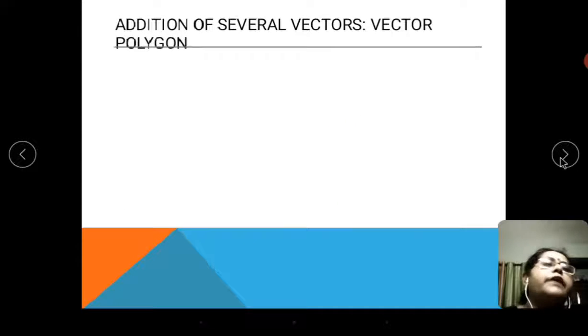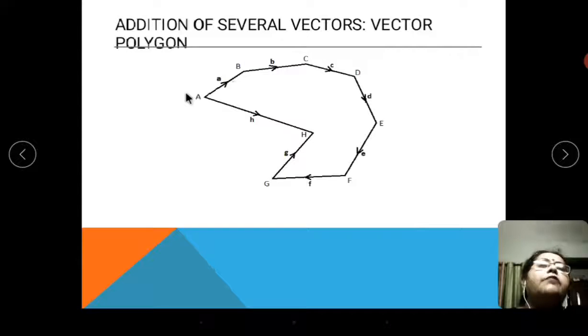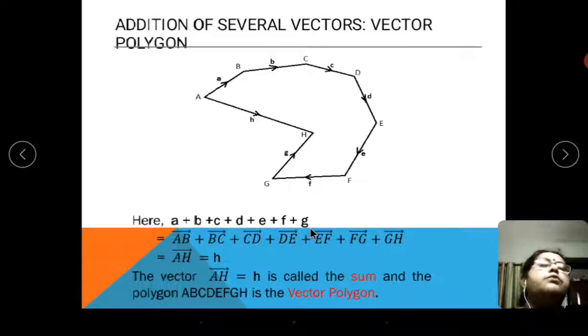And now the next thing is, in both the laws we had been talking about how to add two vectors. But if we have more than two, how will you do it? Say in this figure we have a number of vectors, vector A given by AB, small b vector given by BC, similarly C, D, E, F, G. So what will be the sum of A plus B plus C up to G?